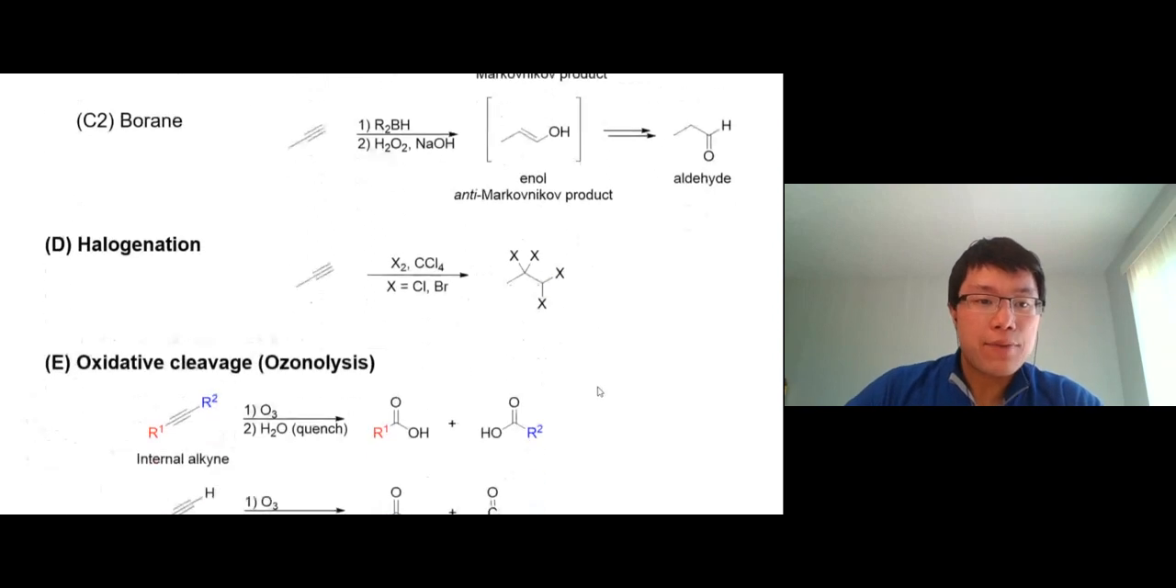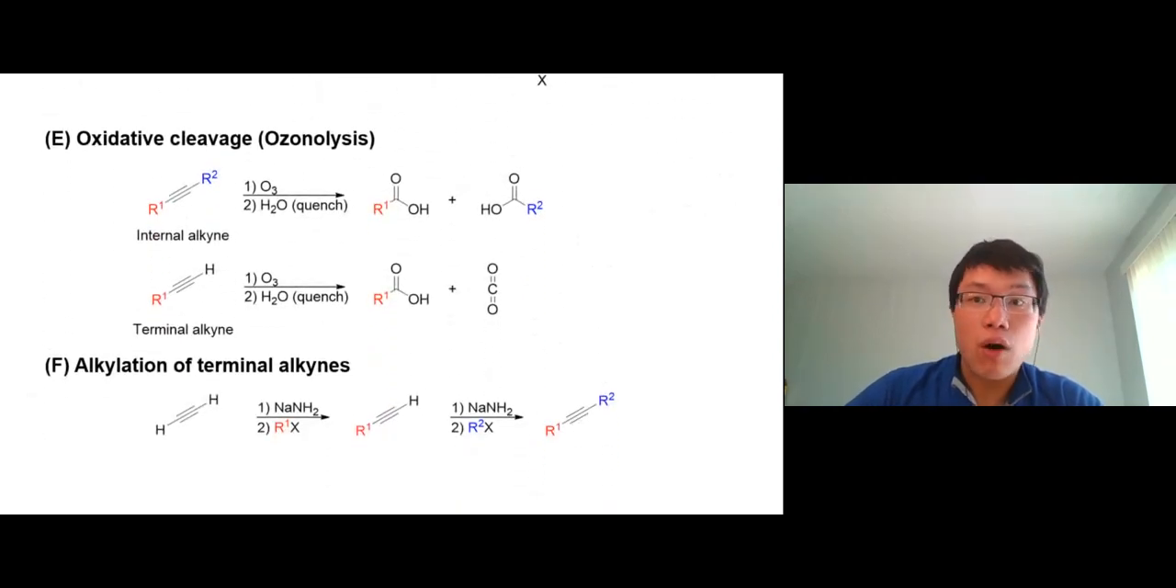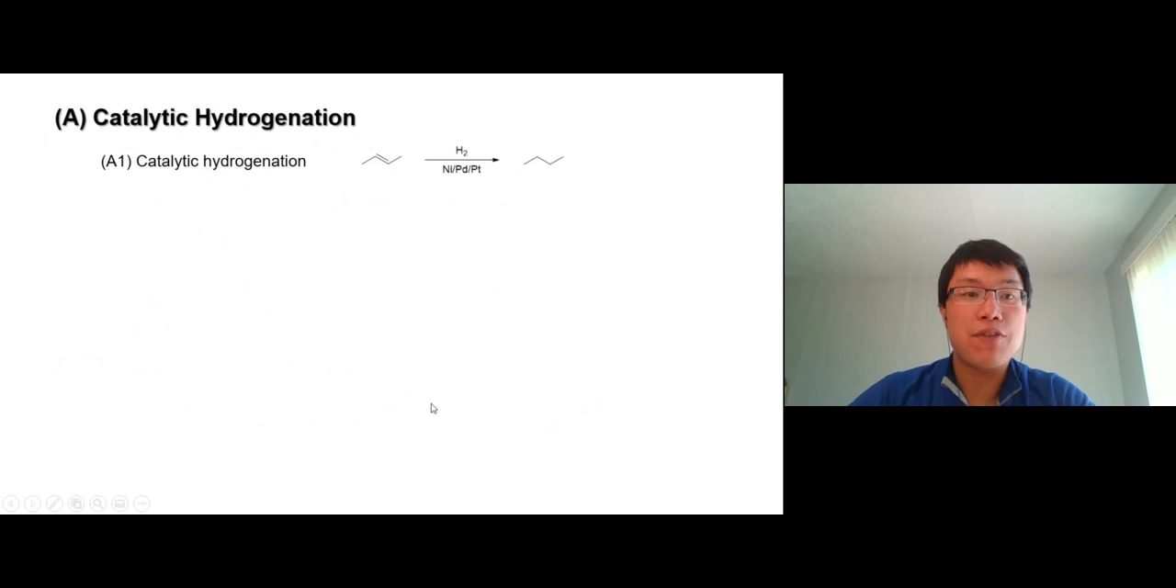All right. Keep going down here. So oxidative cleavage. So ozonolysis, cut the bond in half, just like an alkene, right? So if you do a terminal alkyne, you get carbon dioxide. Right. And alkylation we'll talk about in detail later. So my point is, alkene does it once. Alkyne, if you do the same reaction, you do it twice. Okay. All right. Start with the first reaction, catalytic hydrogenation.